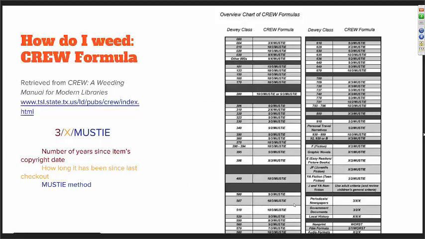I wanted to go back to this, the CREW formula. These are just some general rules of thumb for different subjects in the Dewey system and different items that are on your shelf.